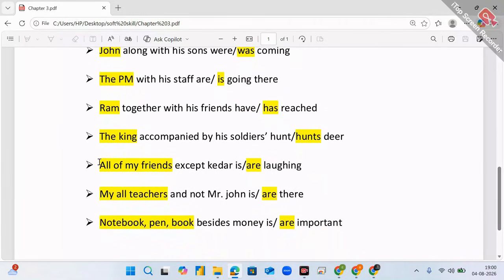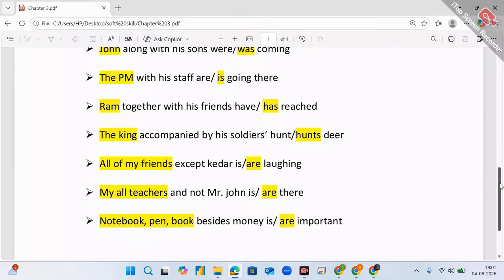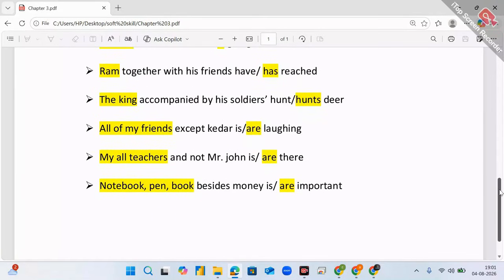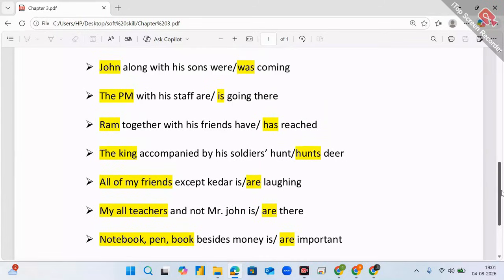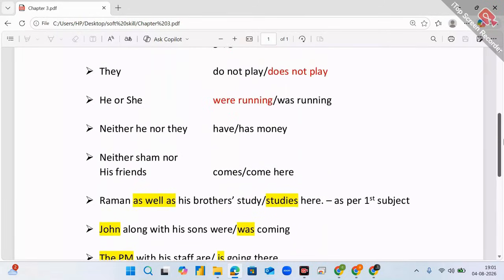All of my friends, as you can see in this sentence, all of my friends, right? This is plural, so we are going with are. My all teachers, again all is there, so for all we go with the plural verb. Notebook, pen, book. I have written here multiple subjects, meaning it is more than one, so that's why it is are, right? It is a very simple but very important topic, that is subject verb agreement.